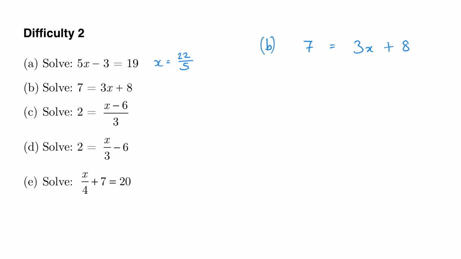Now, just like in question A, there's more than one way of doing this, but I would recommend that the best way would be to start off by subtracting 8. If you do that on the left and the right, you get -1 over here on the left and 3x on the right. The next step would be dividing by 3. If you do that, you get x on the right and -1/3 on the left. So we found that x equals -1/3. That's our solution.